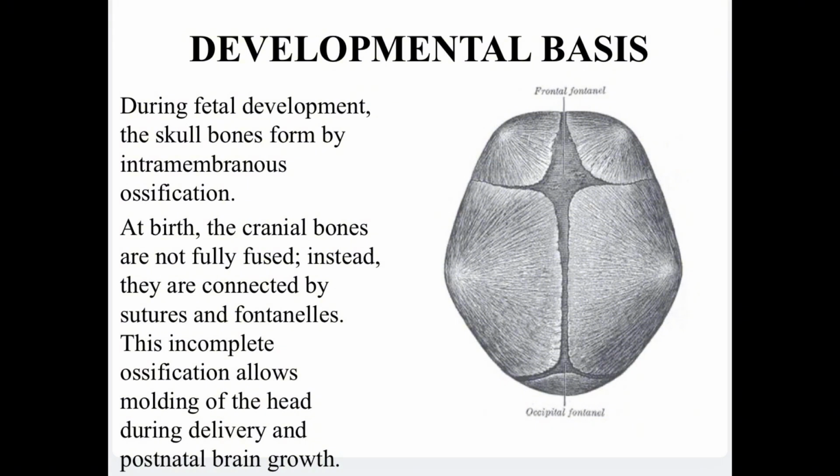During delivery and postnatal brain growth, the sutures are not closed so as to allow expansion, because in children there is a great increase in brain development. When the brain is developing, you don't want the brain to be tight inside the skull. It can come with some neurological deficits. So that's why they are not fully fused. They have what we call fontanelles. You get it now? So very important.